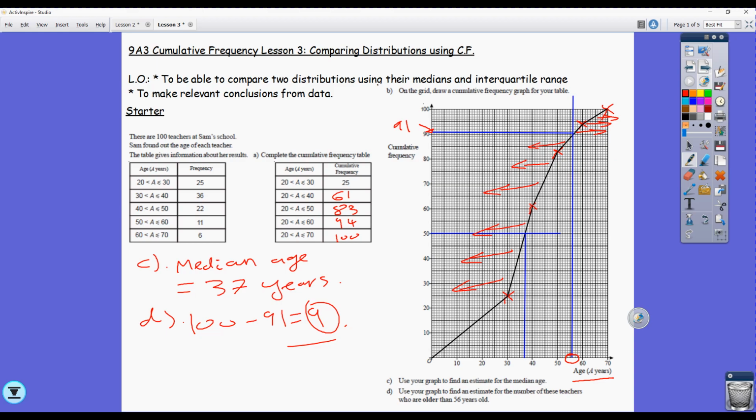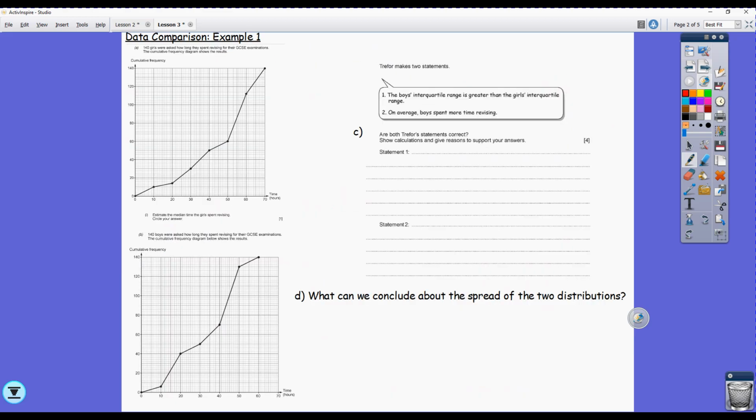Well, that's an estimate. It's a good estimate. Cumulative frequency graphs give fairly good estimates, but it is just an estimate still. That's often the case with statistics. You have to work with estimates.